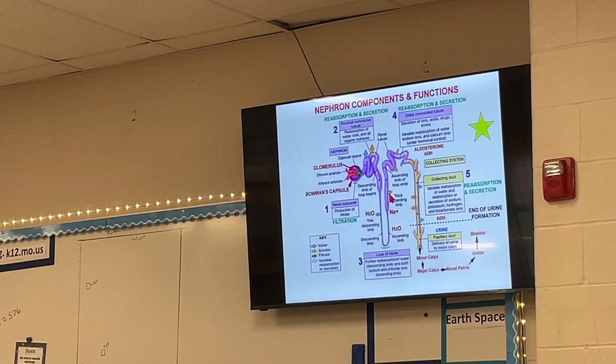And anything that's pointing out, like this, is going into the blood. So whatever's left in these ducts is going to be urine, but whatever's coming out is being returned to the blood. So in these ducts is urine. Anything outside here, this is all going to be returned to the blood.